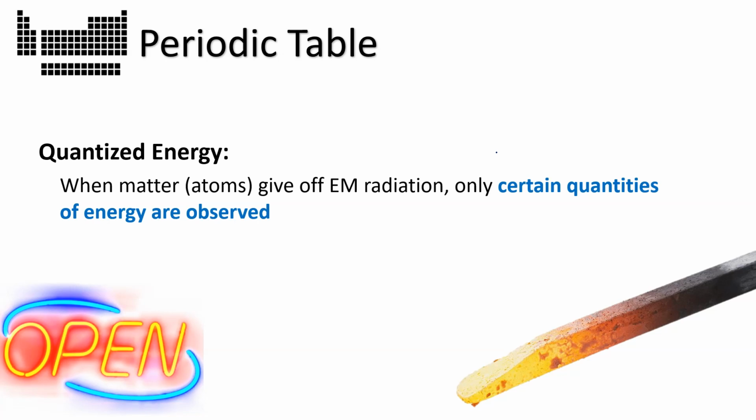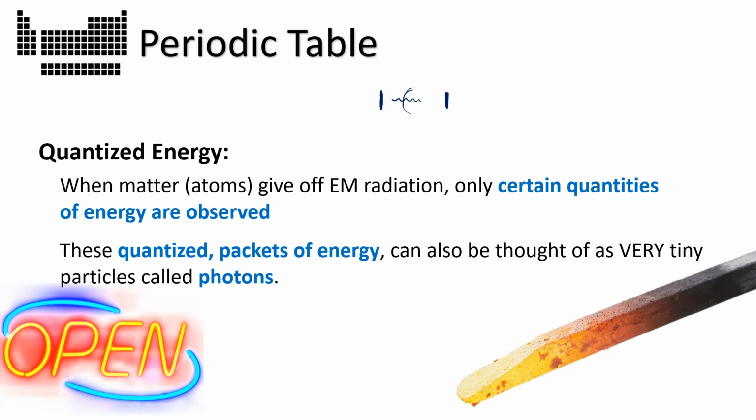And when atoms do this, when they give off radiation, one of the stranger things that you observe is that these atoms only give off certain quantities of energy, right? If you're looking at a sample of atoms, they might give off this much energy here, and this much energy here, but they will not be able to give off the amount of energy in between that. You just see these certain quantities of energy that are observed. That's where this term quantized energy comes from.